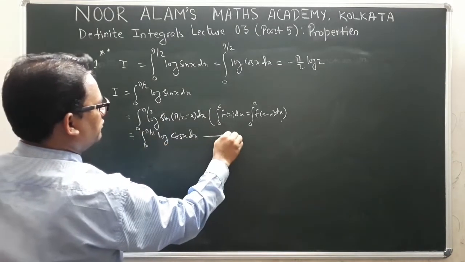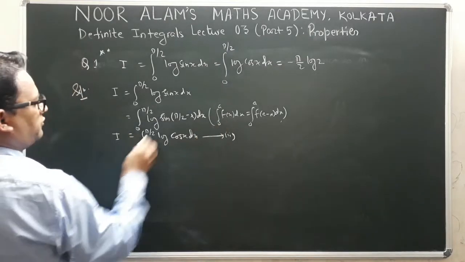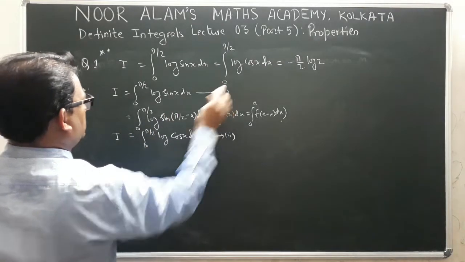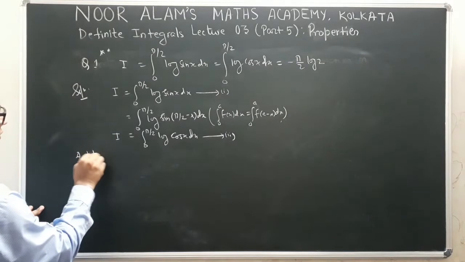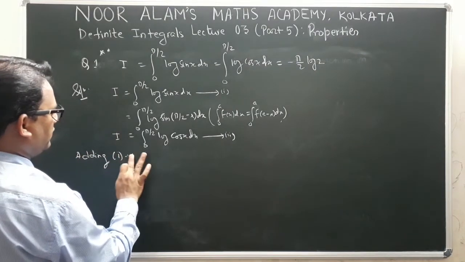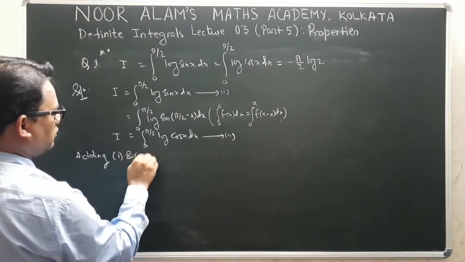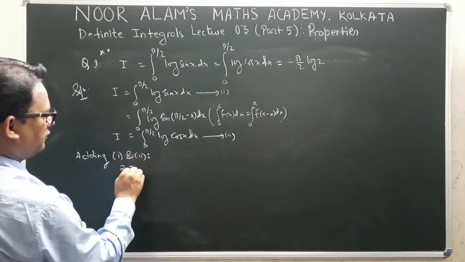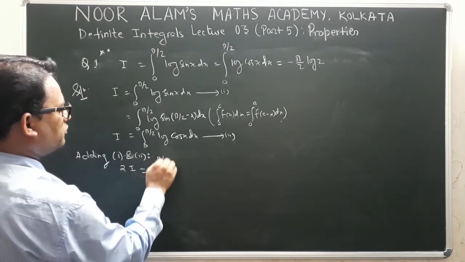We call this equation 2, which is the value of I, and this equation is 1. Now adding equations 1 and 2. So what we have is 2I on the left hand side. On the right hand side we have the integral from 0 to pi by 2.